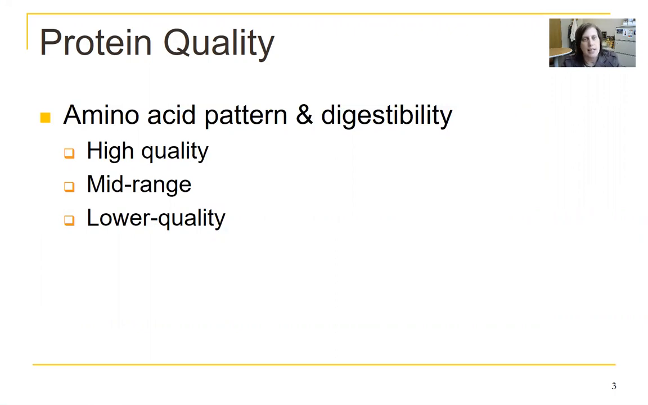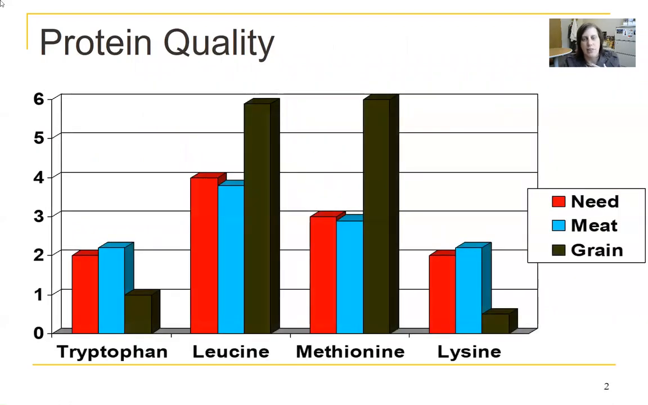And hopefully that makes sense with what we just saw on the last slide, thinking about how grains have a lot higher amounts of some amino acids than meat, but then they are also limiting in other amino acids, meaning that we would have to consume a lot more grains in order to reach what we need.